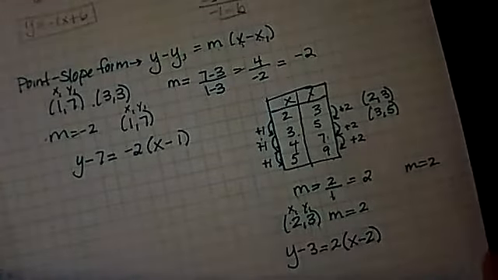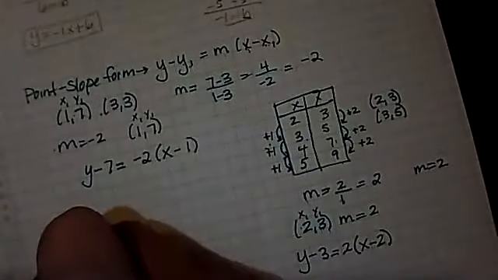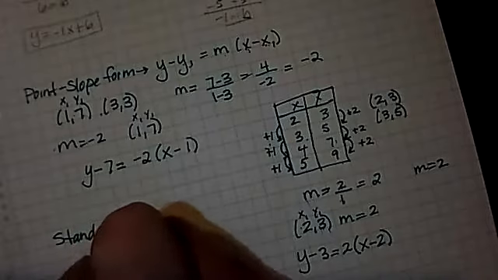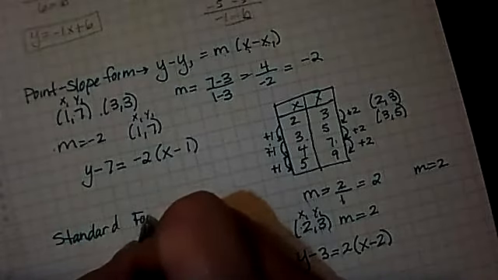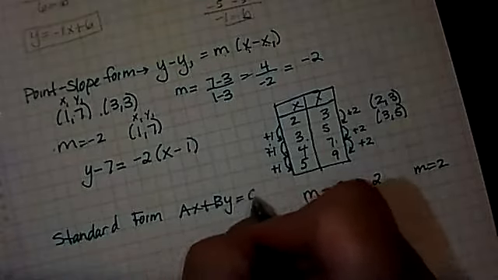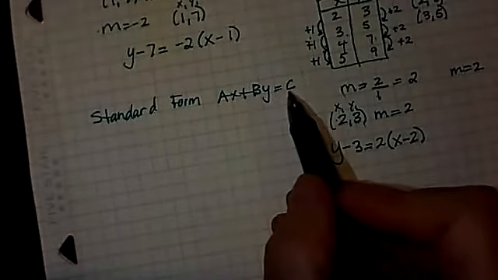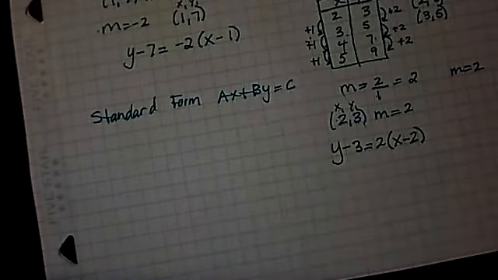Okay, so two different examples there on how to do point slope form. All right, so let's talk about standard form. Standard form is ax plus by equals c. All standard form is getting your x and y's on the same side, and then your constant, which is just your number that doesn't have a variable, that's what this c is, on the other side. And that's all it is.